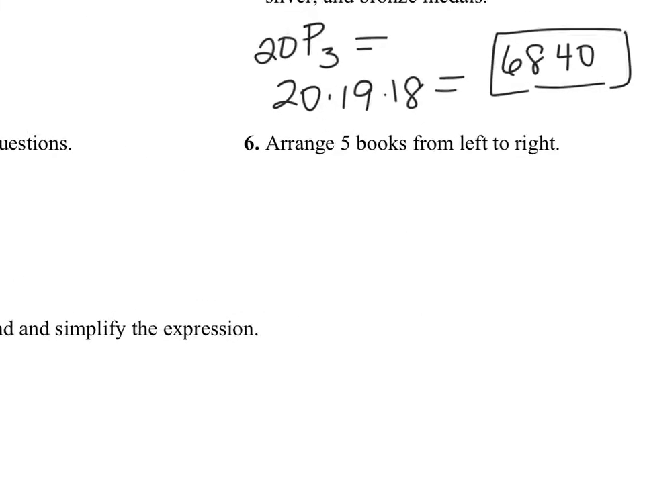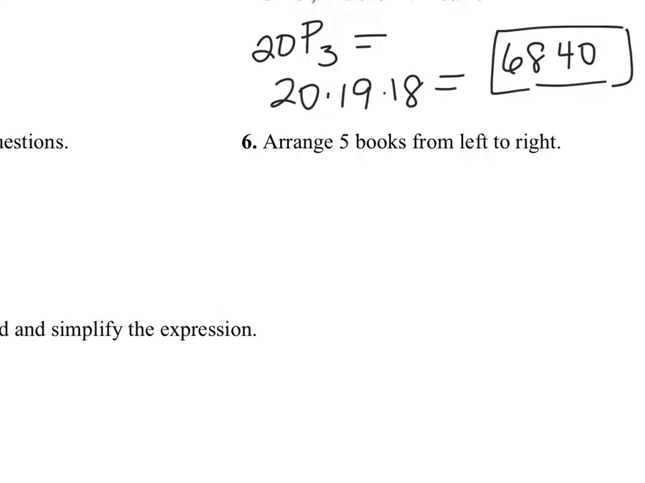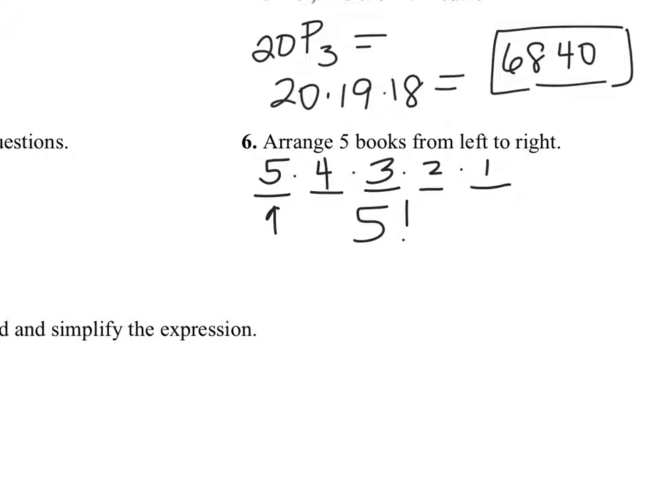All right, arrange 5 books from left to right. So I have 5 books, and I'm going to choose 1 to line up first, or you can think of children lining up. How many different ways? Well, I have 5 books to choose from, and I put 1 on the shelf. Then I look at my stack of books, and now I have 4 books to choose from. And then I have 3, 2, 1. So this is a factorial problem, 5 factorial, which is 120.